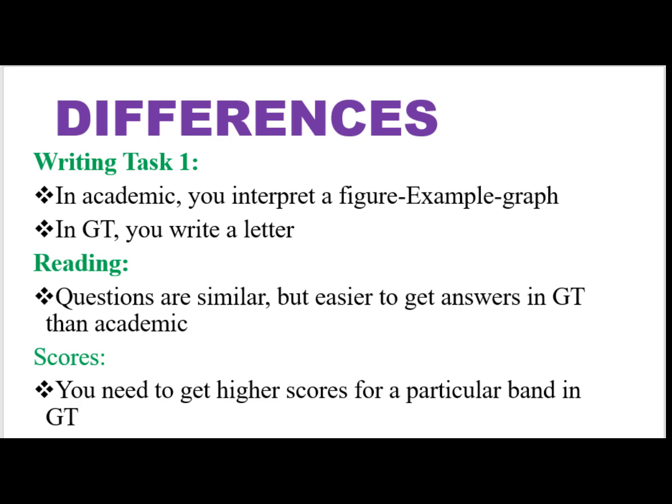Now, the next difference between these two exams is the reading paper. The reading paper in IELTS academic consists of 3 passages. Each passage, you do in 20 minutes, and each passage has about 13 to 14 questions. The entire exam has 40 questions, so you do it in 1 hour.